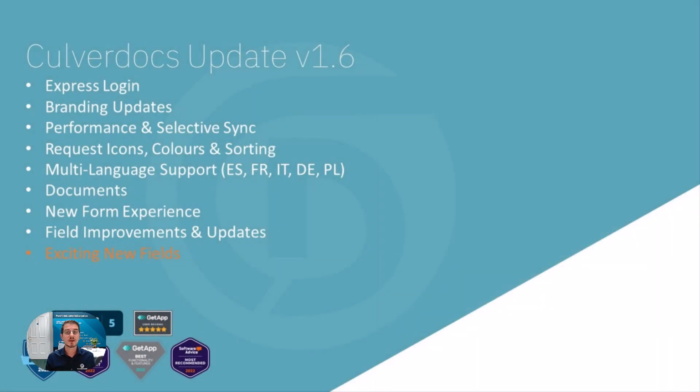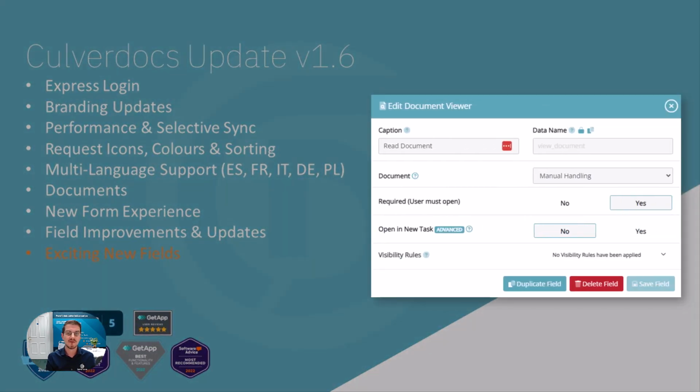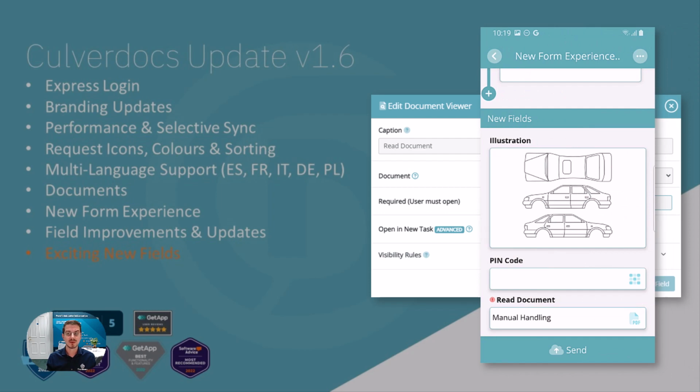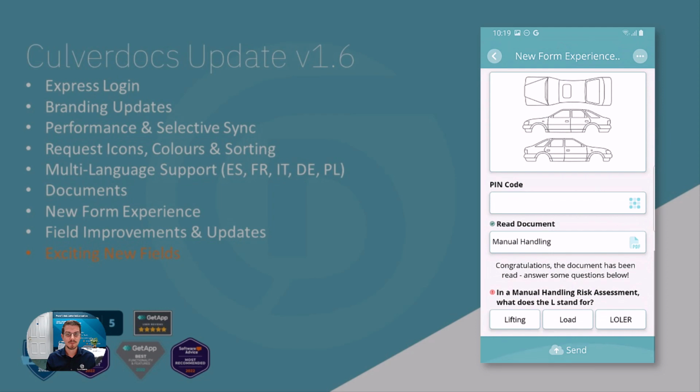Lastly, and then coming back to that documents functionality I mentioned earlier, you can now add a document viewer field to your forms to link back to any documents that have been uploaded. The document dropdown allows you to select any of those documents, and as it's embedded in the form, the required setting ensures the user has opened the document, which is great for risk assessments or any documentation that's important to read before they complete the form. You can even pair this with visibility rules to hide the form fields before the user has opened and read the document.